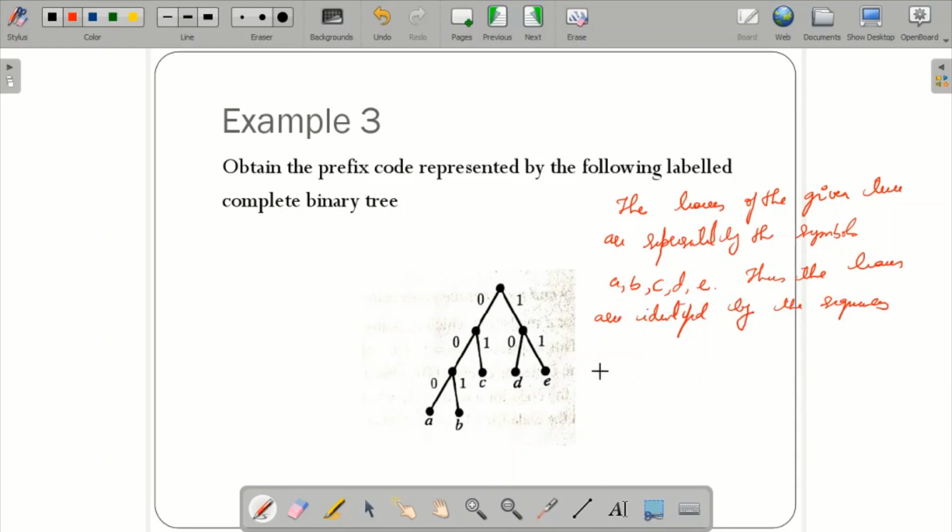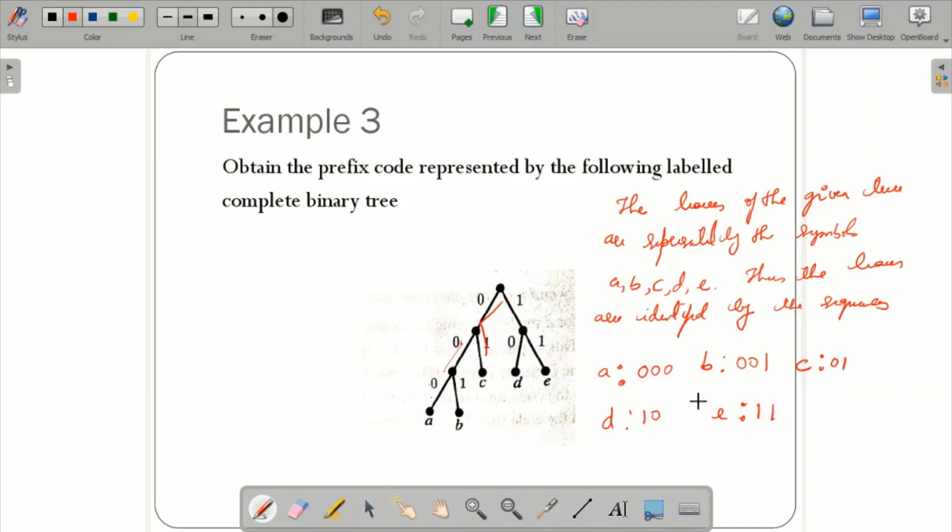Okay, for A you just find the sequence. So the leaf is the A. For that sequence you find what is there for A: 0 0 0. If you just check here, it is 0 0 0. For B it is 0 0 and the branch is right branch, so it is 0 0 1. For C it is 0 1, that is this and this. For D it is 1 0 1 0, and for E it is 1 1.